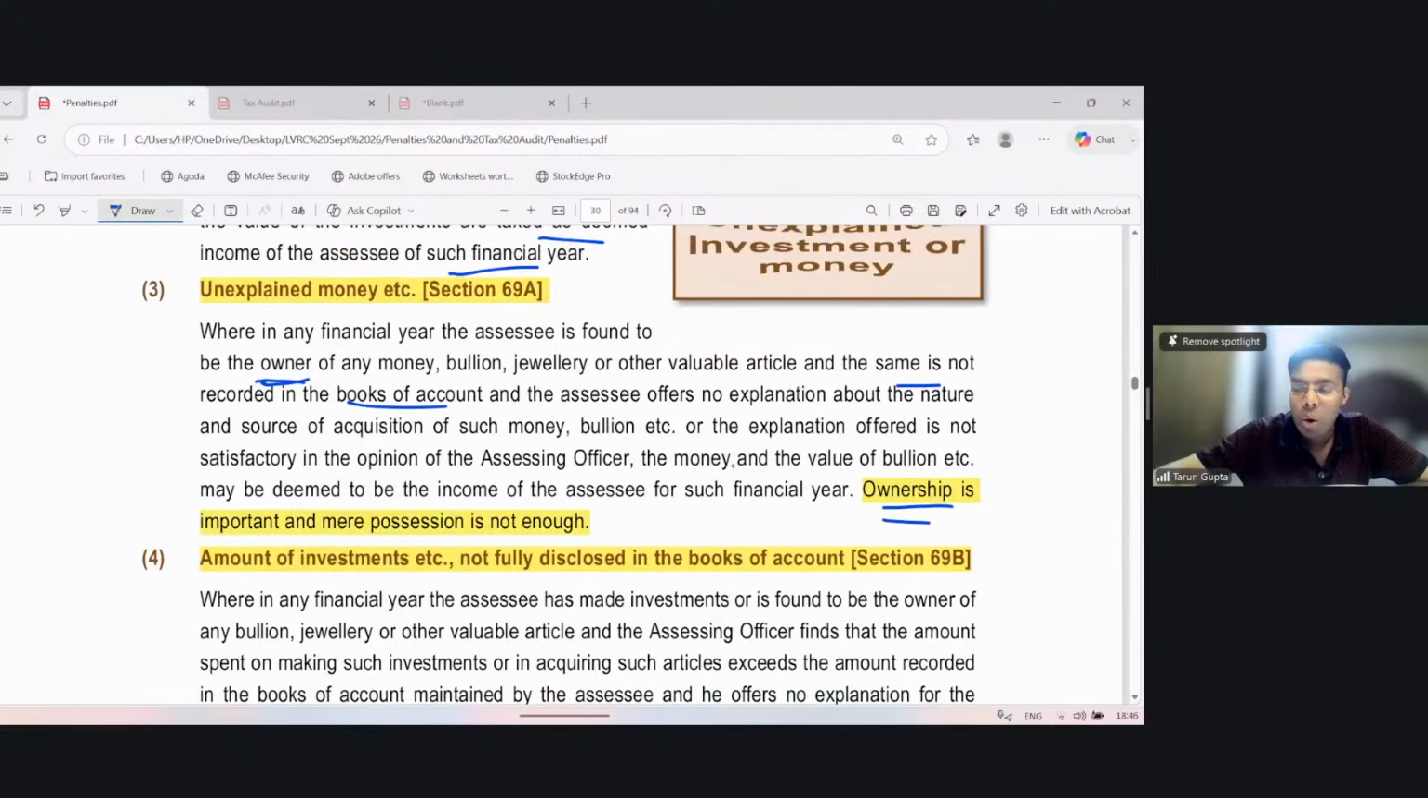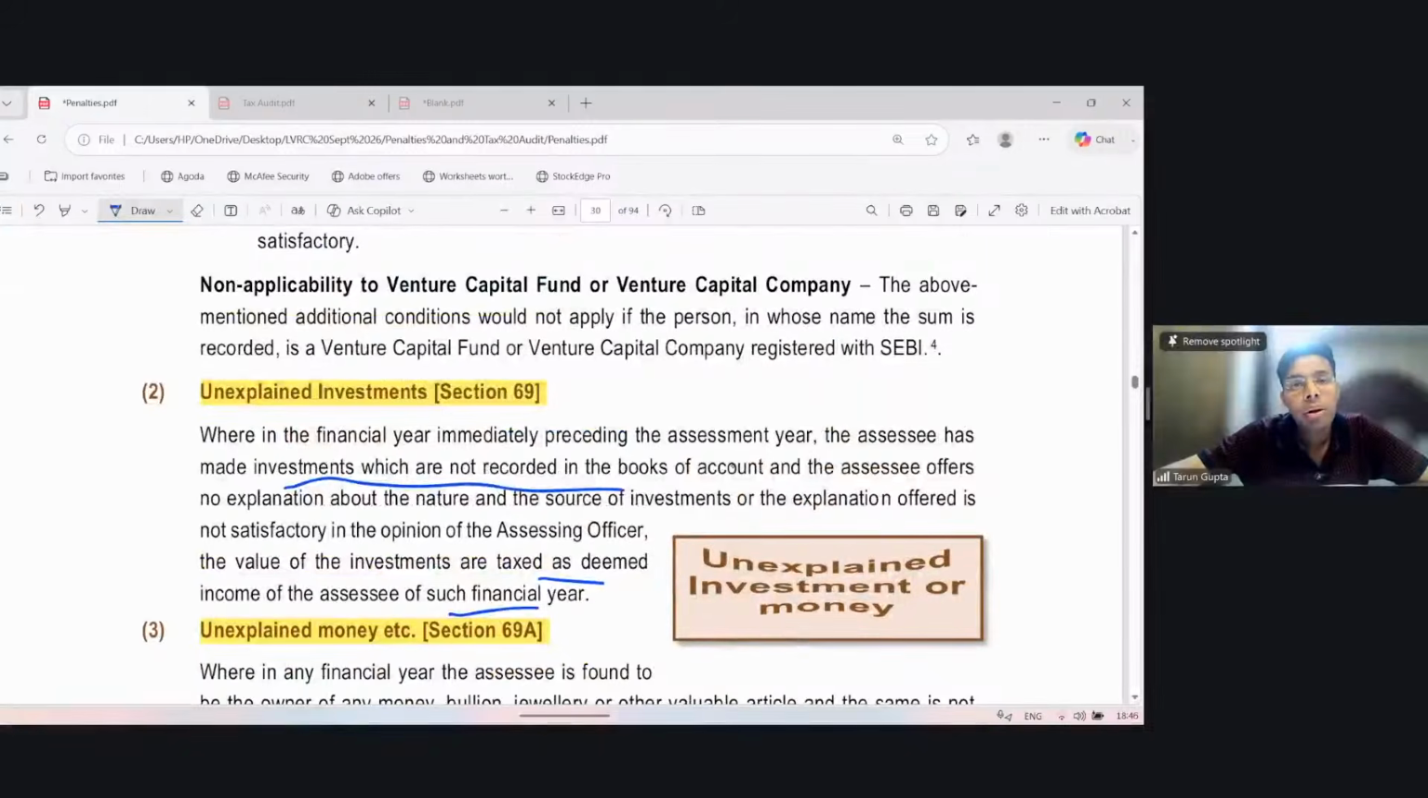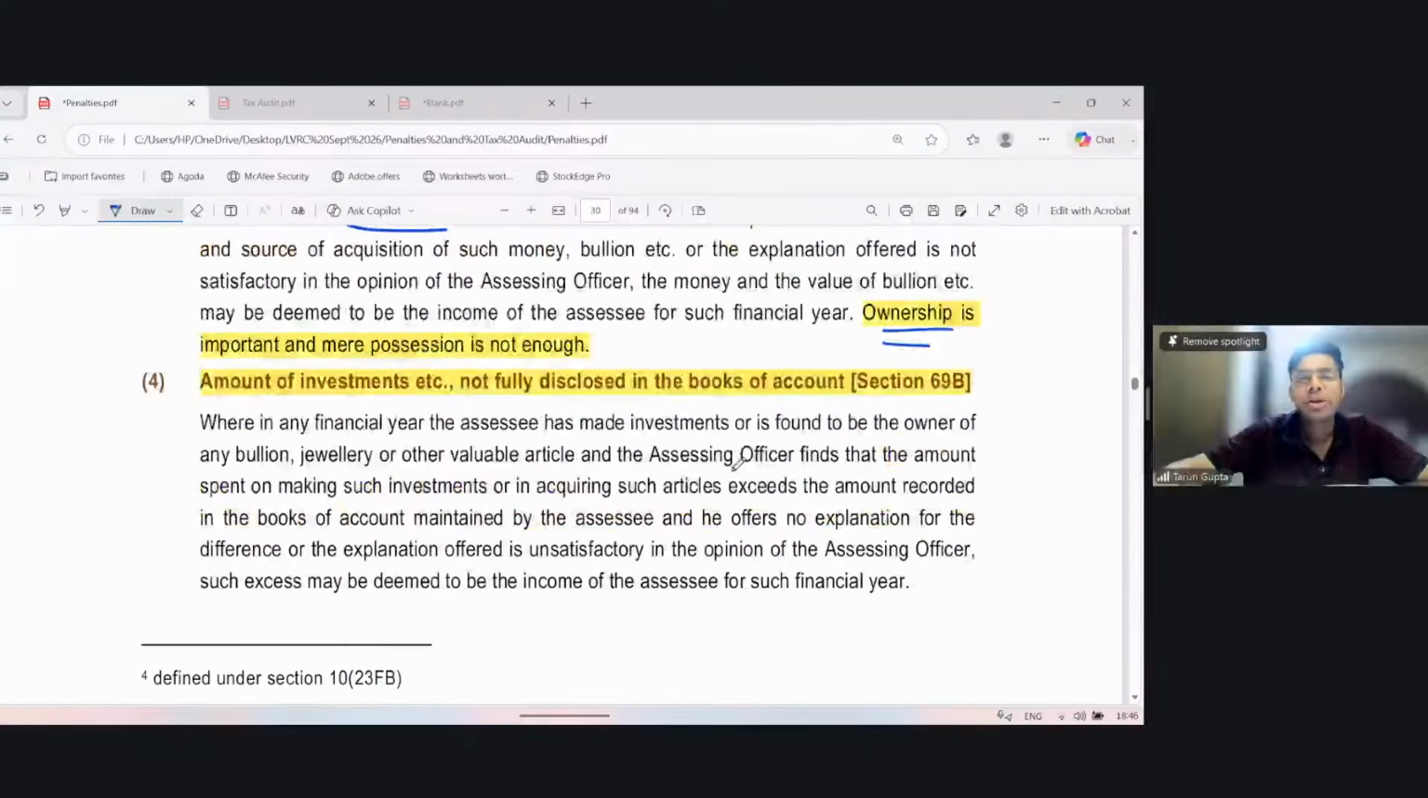Under section 69, the whole of the investment was not recorded. Under section 69B, if part of the investment is not recorded, it says amount of investment not fully disclosed in the books of account. So wherein any financial year, the assessee had made investment or found to be the owner of any bullion, jewelry, or valuable article, and the AO finds that the amount spent on making such investment or in acquiring such bullion article exceeds the amount recorded in the books of account.